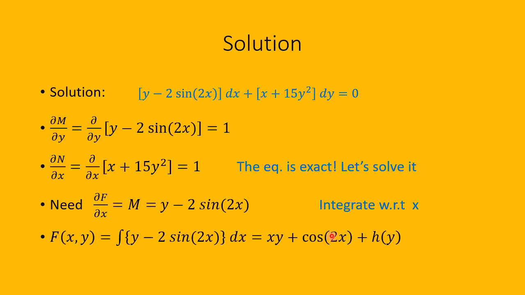And our arbitrary constant in this case can be an arbitrary function of y. If you differentiate this term by term, you will get what we have up here. Because if we differentiate with respect to x, the derivative of a function of y with respect to x is 0. And so the derivative of this is y, the derivative of this is minus 2 sine 2x, and the derivative with respect to x of h of y is 0.